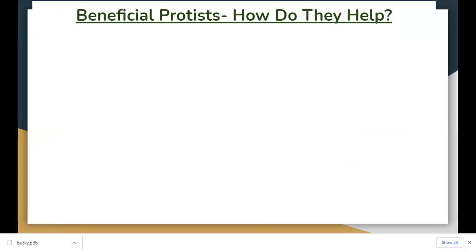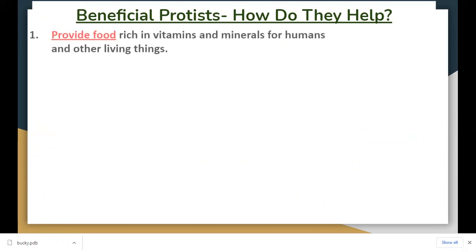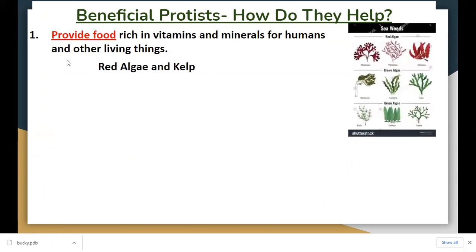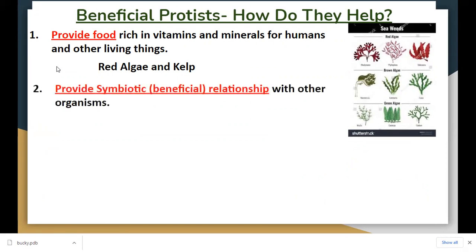So beneficial protists, well, how do they help us? Well, they can provide food, which is rich in vitamins and minerals for humans and other living things like fish. So red algae and kelp are actually very beneficial to us. There's some pictures of it. They also provide symbiotic beneficial relationships with other organisms.